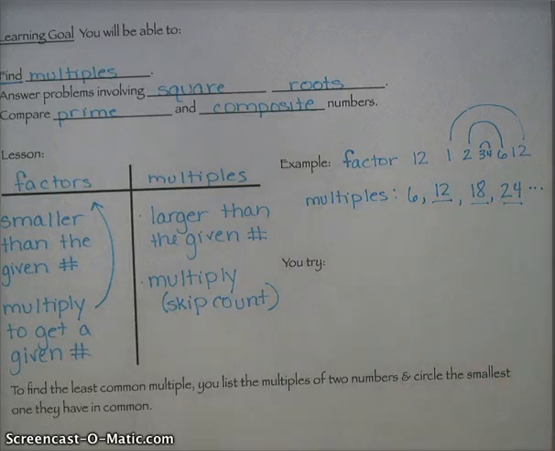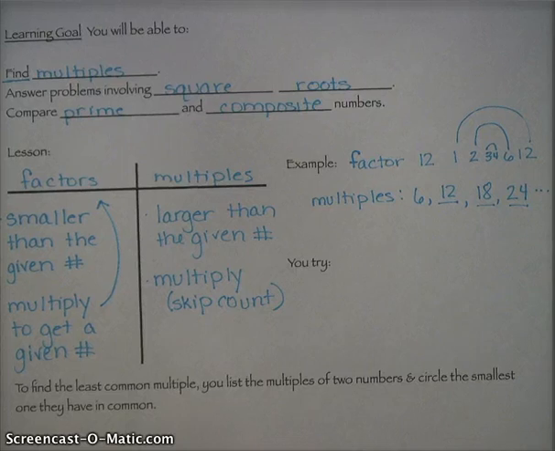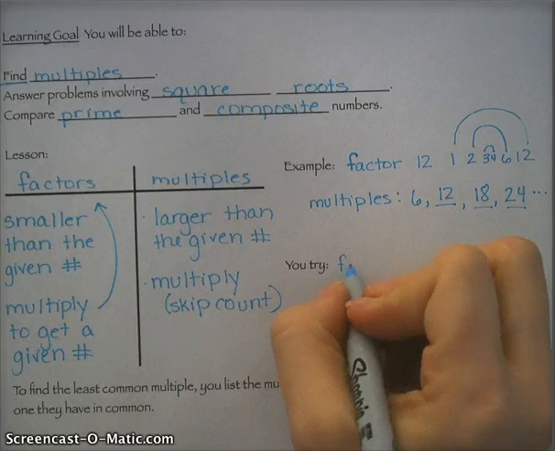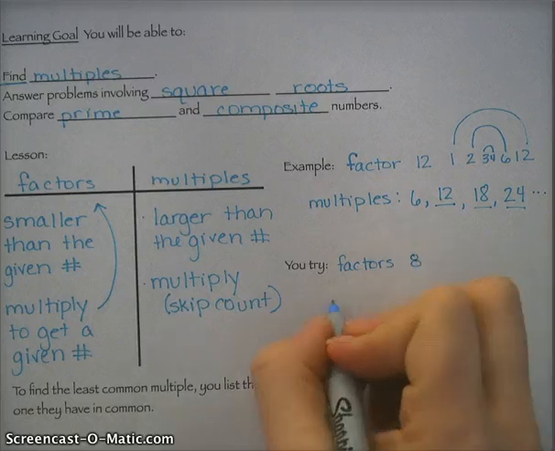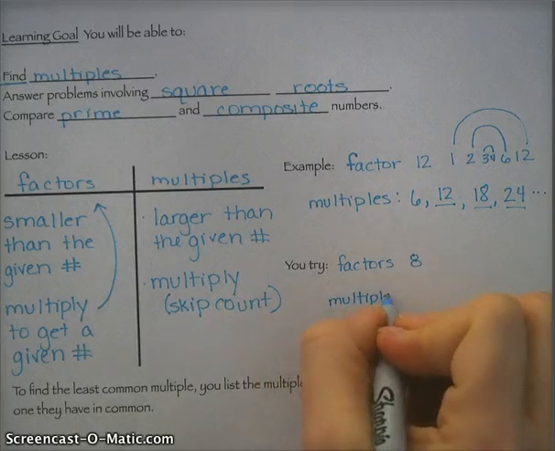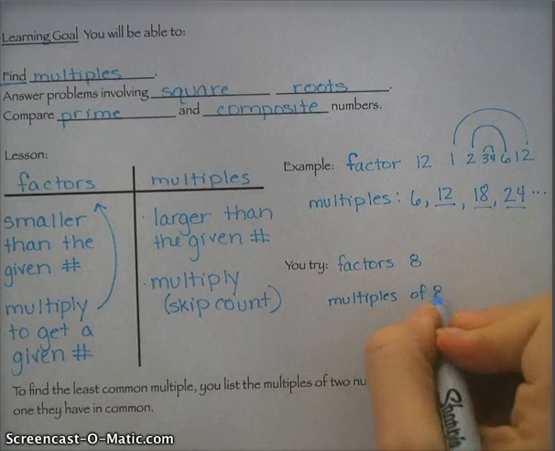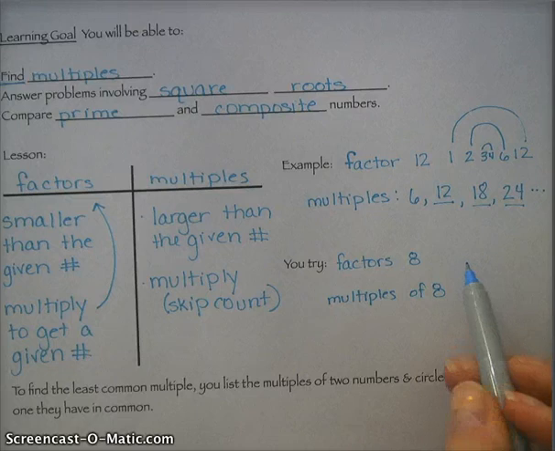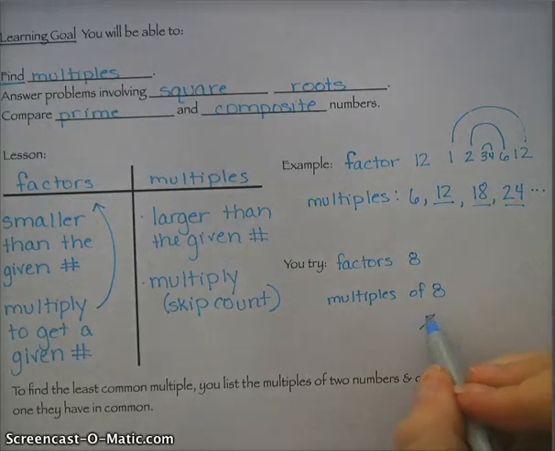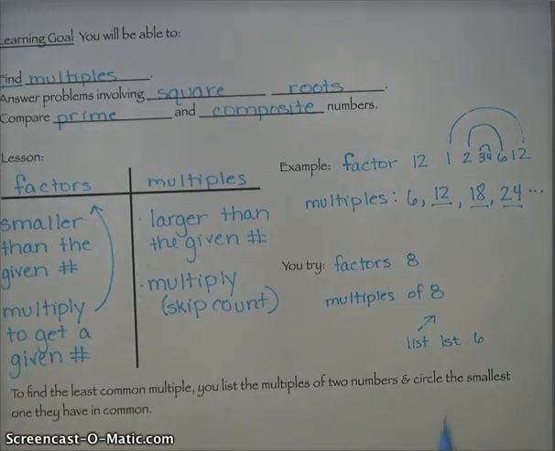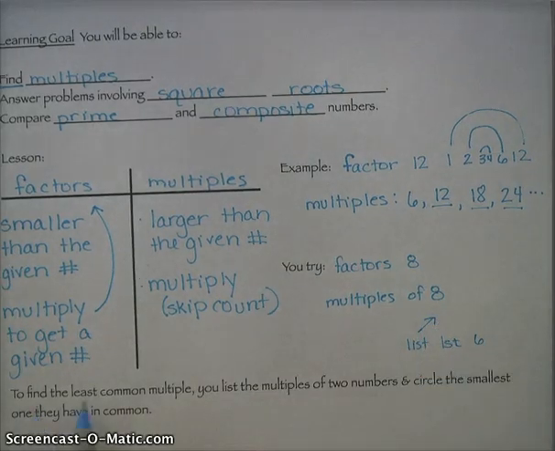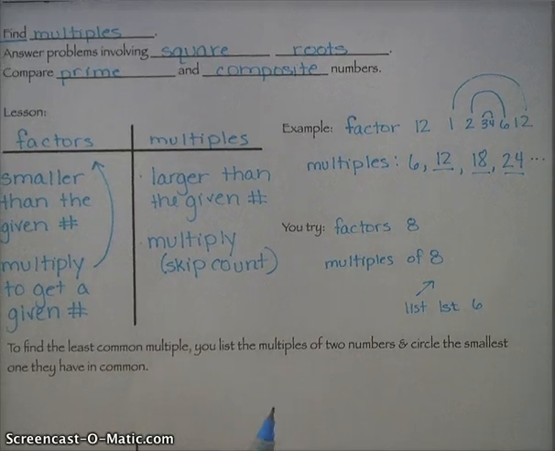So now I'm going to give you a number and I want you to find the factors and the multiples of them. I want you to find the factors of 8 and the multiples of 8. And I want you to list all the factors. And for the multiples, I'd say list the first 6, just to be on the safe side. Then when you're done, I want you to circle the least common multiple.